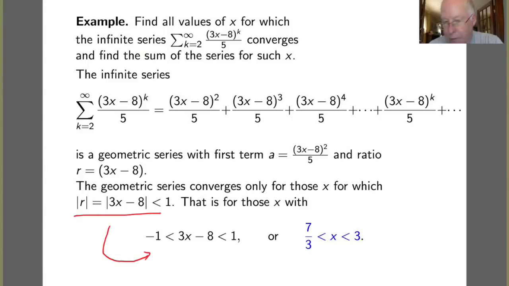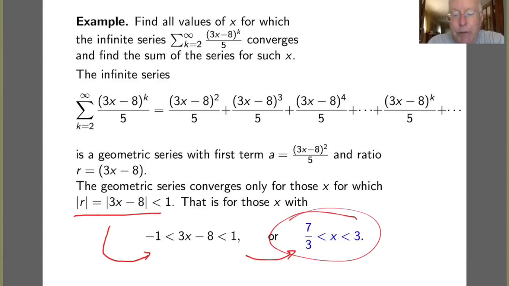Absolute value of 3x minus 8 less than 1 means 3x minus 8 itself is between minus 1 and 1. If I add 8 to all three sides of this inequality and then divide by 3, we find that we must have x between 7/3 and 3, and not equal to either of those two endpoints. So those are the x's for which the infinite series converges.